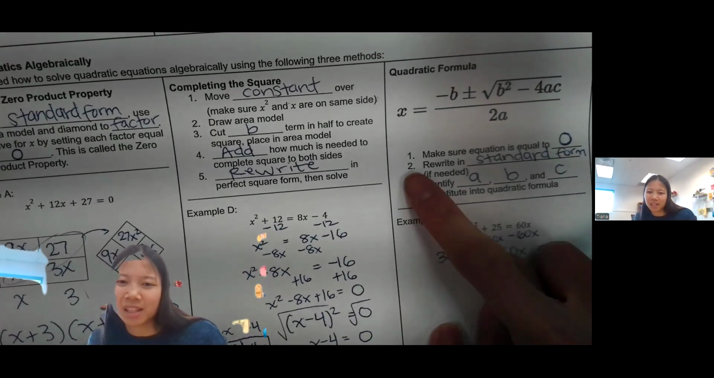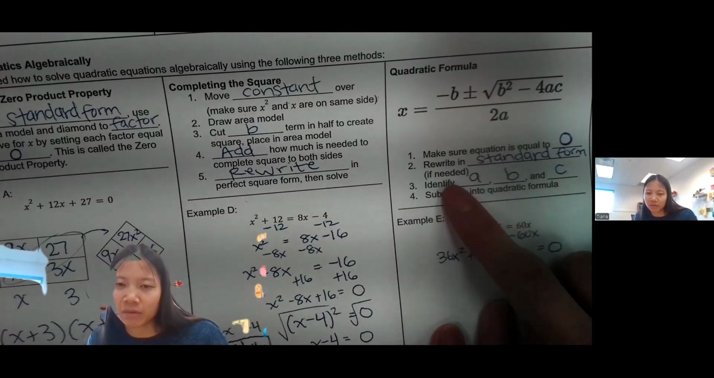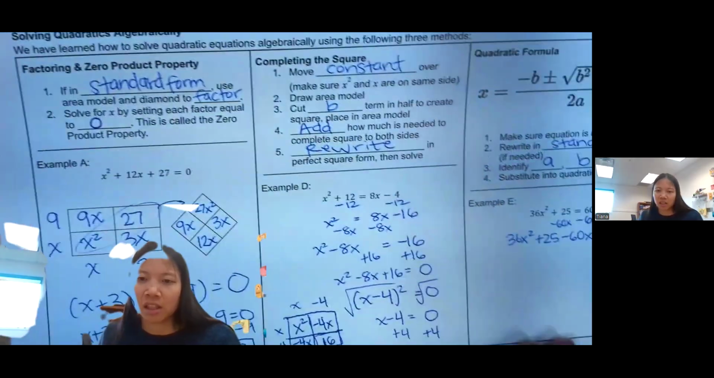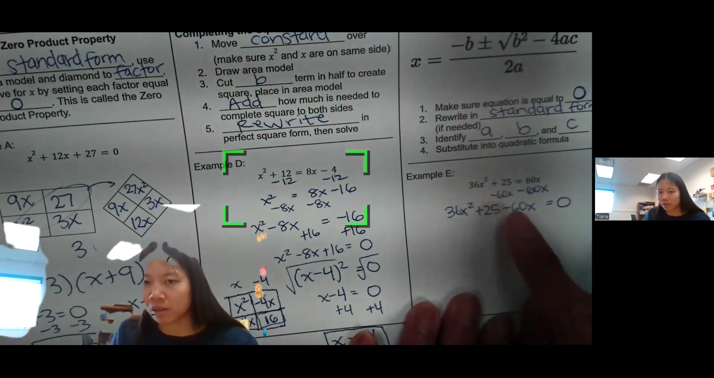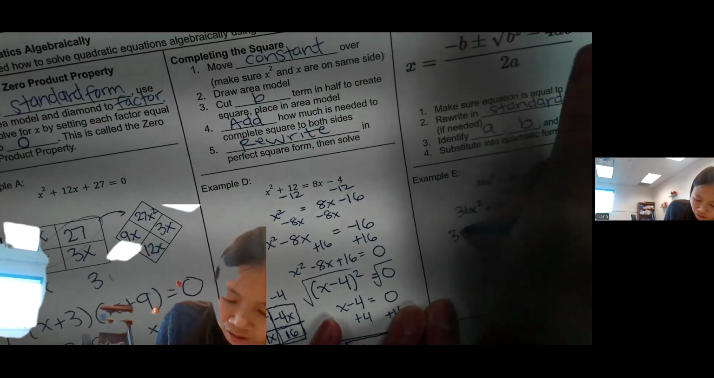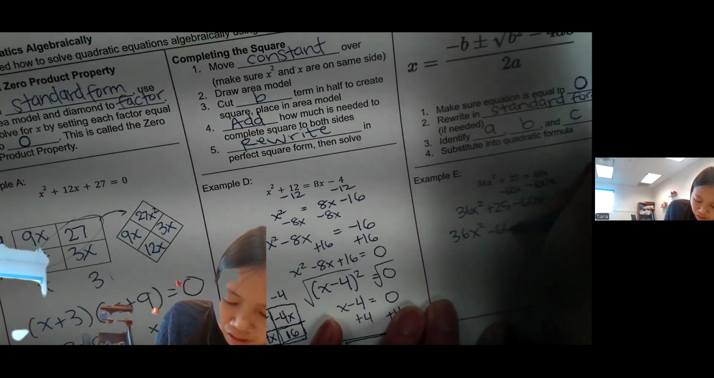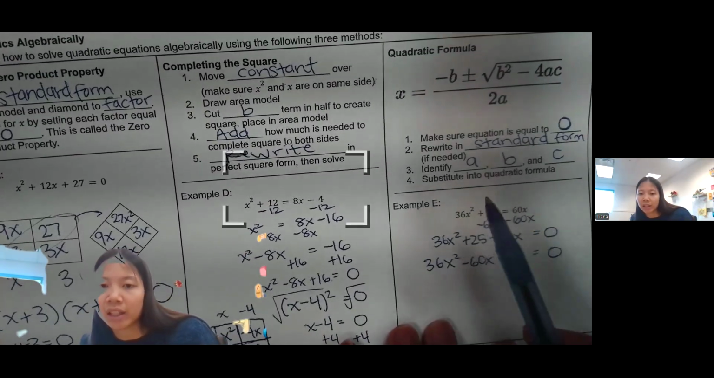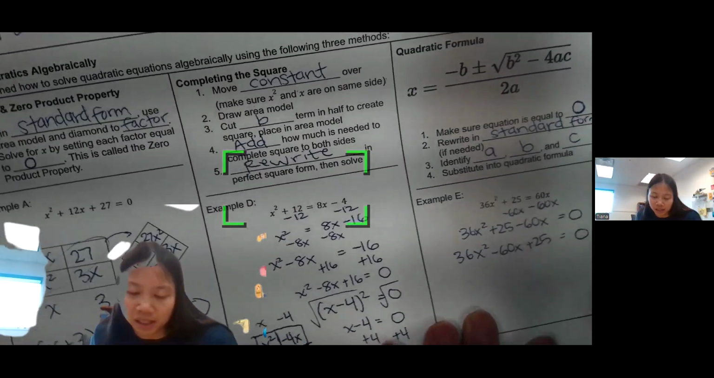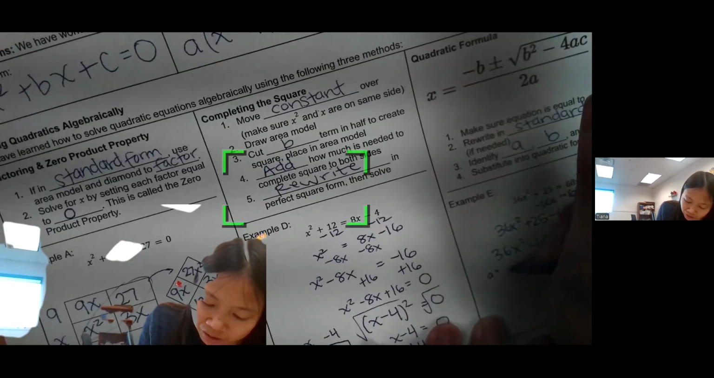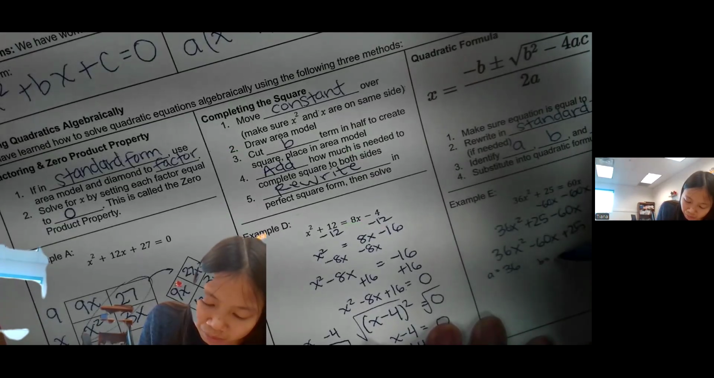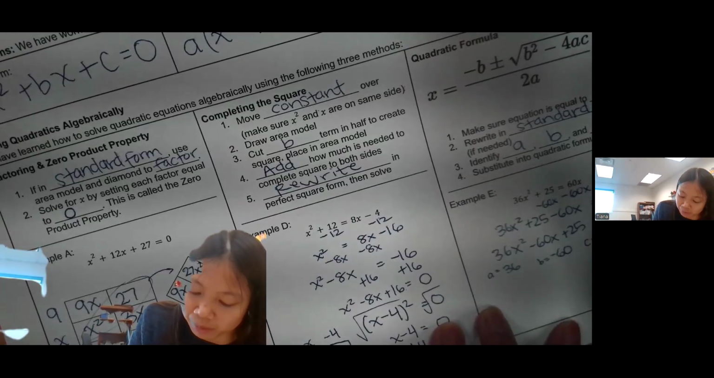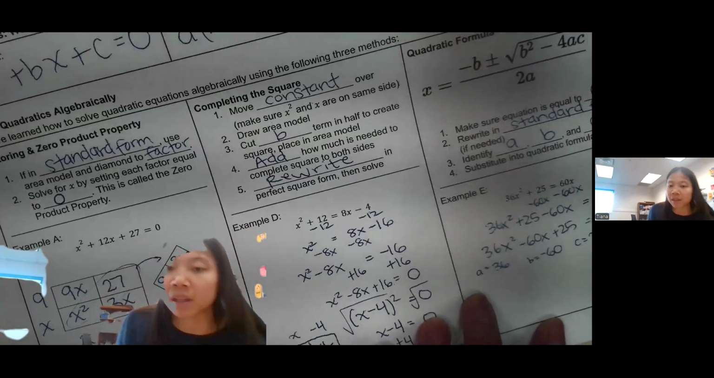All right, my second step is to rewrite in standard form if needed. Remember, standard form means I have my x squared, then my x, and then my constant. So I'll do 36x squared minus 60x plus 25 equals 0. And now I'm ready for step 3, A, B, and C. My A is just my coefficient in front of x squared, which is 36. My B is my coefficient in front of x, which is negative 60. And my C is my constant, which is 25.